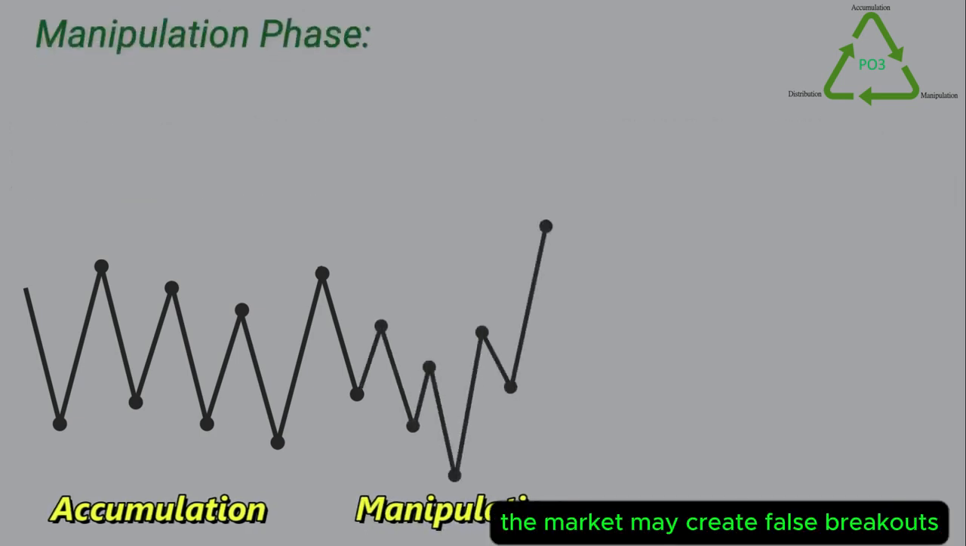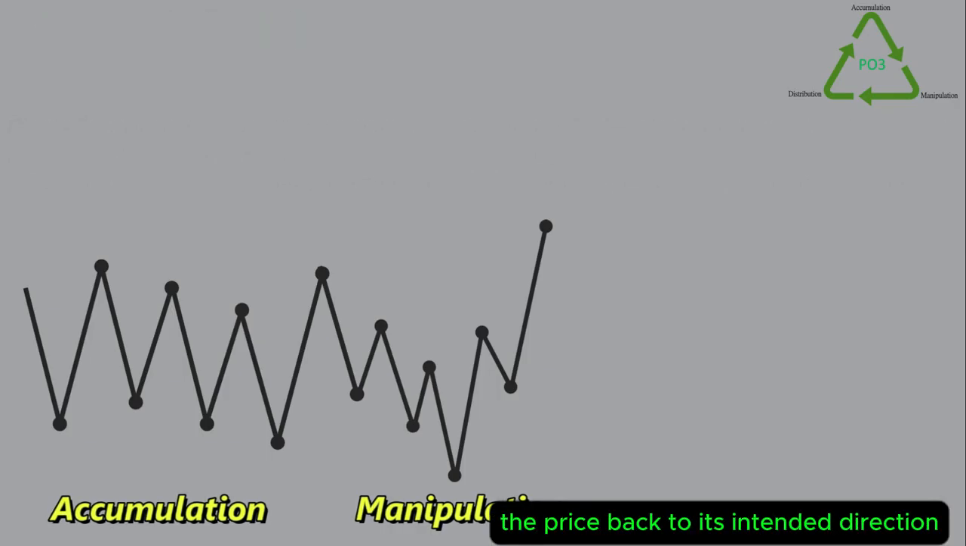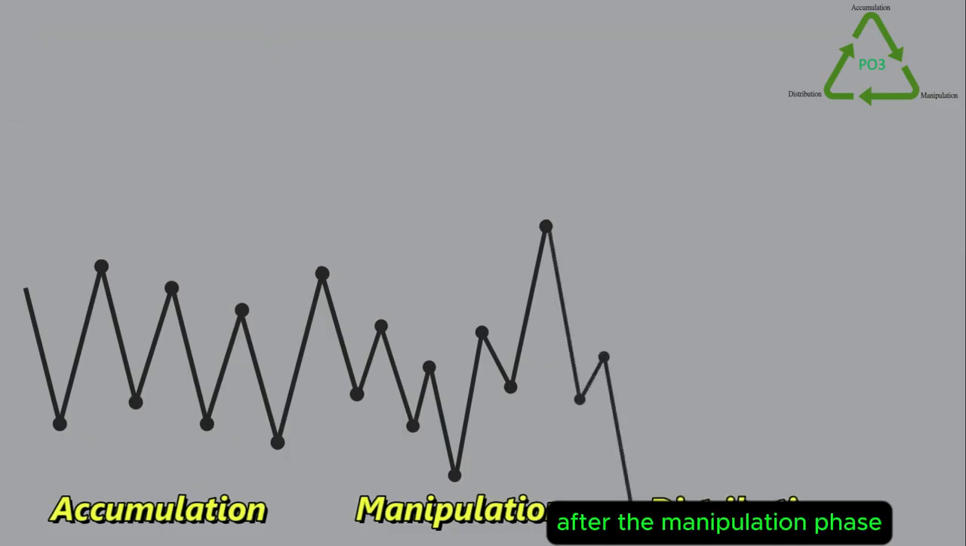Following accumulation, the market may create false breakouts, where the price moves sharply outside the established range to trap retail traders. This phase involves triggering stop-loss orders, commonly known as stop hunting. The goal here for smart money is to create liquidity by deceiving traders into entering premature trades before reversing the price back to its intended direction after the manipulation phase.